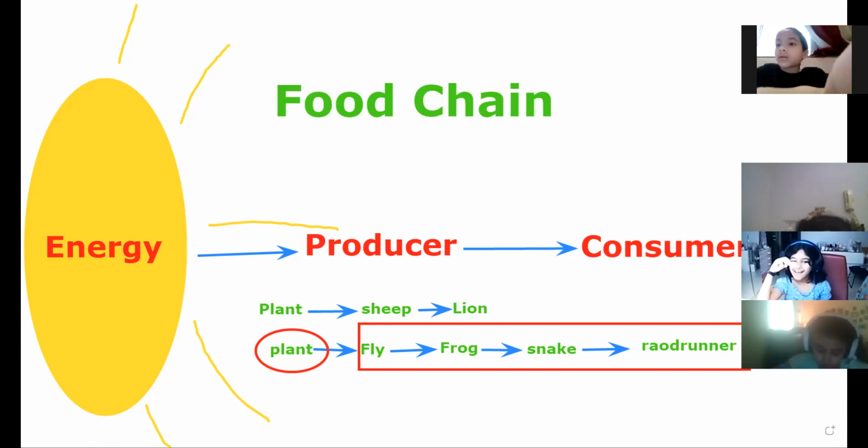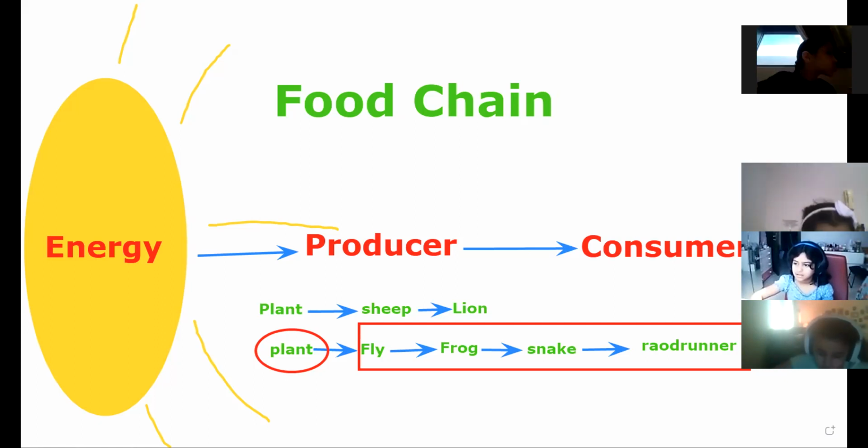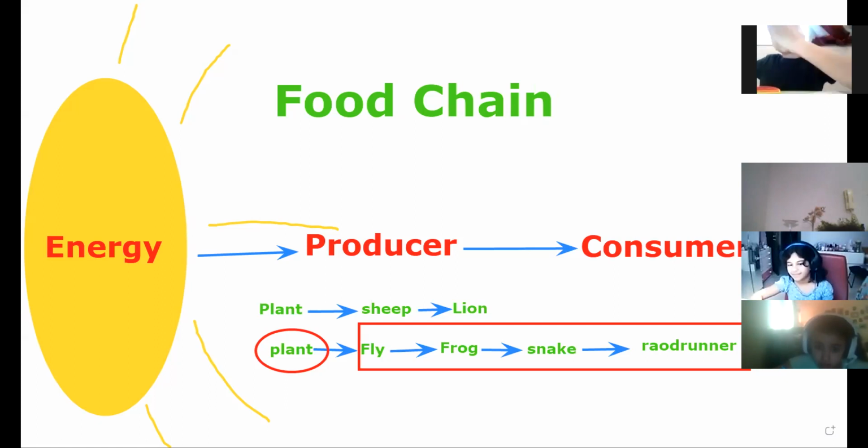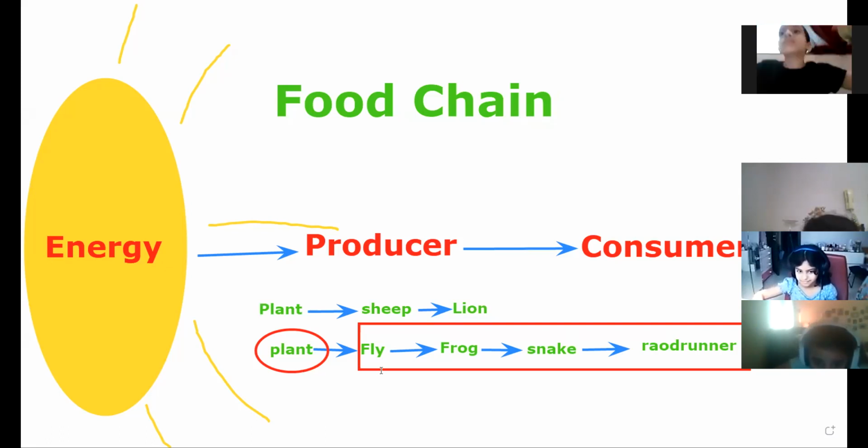Okay, Lynn, who will eat those parrots? Who will eat the parrots? The lion, the tiger. Excellent. Now we made our food chain. So a parrot will eat a producer, a plant, and then someone else will come and eat this parrot. So now we made a food chain.